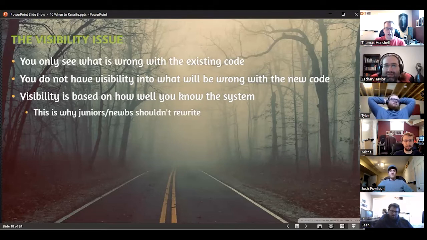So this is why juniors and new people, noobs to the projects, you might be a senior software developer, but you just came here to Defiance and now you're working on the thing, you shouldn't be rewriting things. That is a bad mistake, to start going to rewrites. Okay, you should be in the refactor camp.